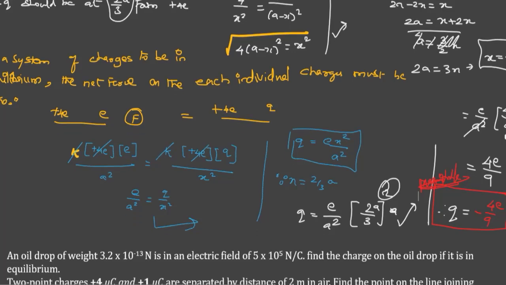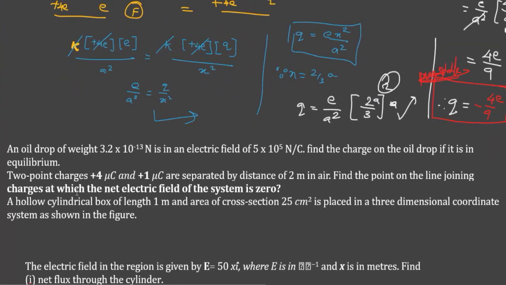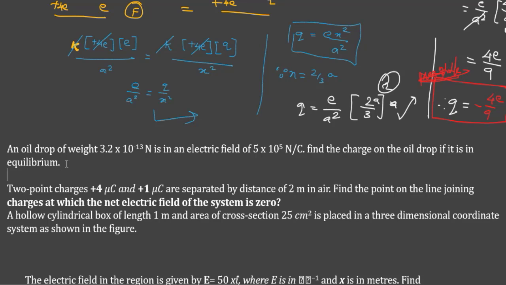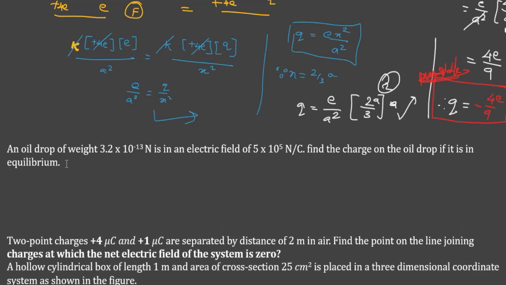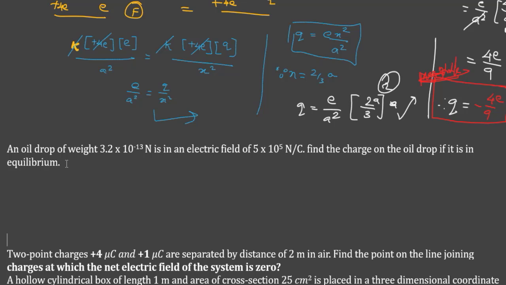I'm going to move to the ninth one. So ninth one, an oil drop of weight is given 3.2 into 10 power minus 13 Newton. So weight is given in terms of Newton. That means we have to consider it as a force. The given electric field is 5 into 10 power 15 Newton per coulomb. Find the charge on the oil drop. It is in equilibrium. So this is very simple.